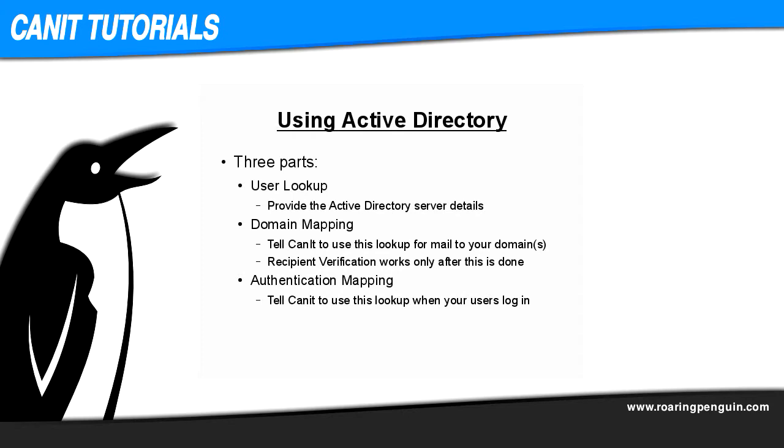Next, we set up domain mapping, which tells CanIt to use the user lookup for streaming incoming mail for your domain, and then authentication mapping, which tells CanIt to use the user lookup for your domain when your users log into the web interface. Note that until we finish the domain mapping and the authentication mapping parts, CanIt will not actually use the Active Directory server for anything, even after we finish putting in the details in the user lookup. The user lookup just provides the server data. The two mapping functions tell CanIt when to use it.